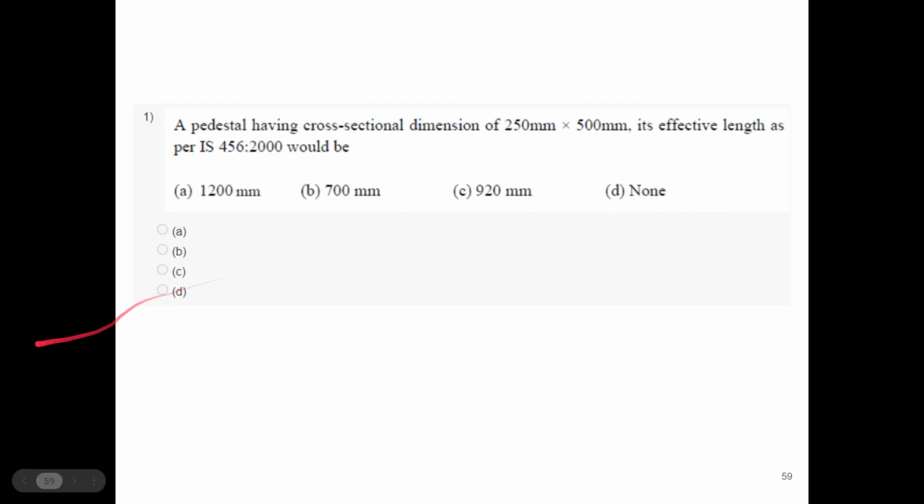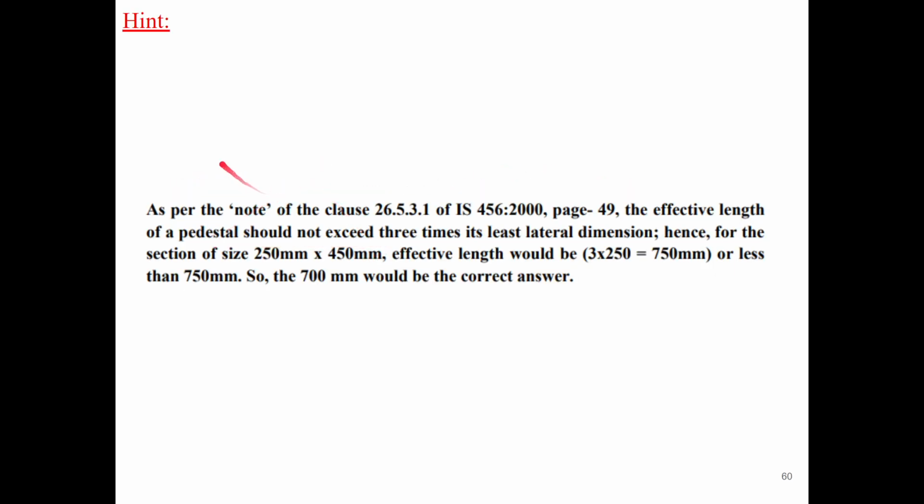So what will be the effective length for this pedestal having a cross-sectional dimension of 250 mm by 500 mm as per the IS 456 2000 code? As per clause 26.5.3.1, the effective length of a pedestal should not exceed 3 times its least lateral dimension. We also discussed this in the initial slides of this class, right? So it should not exceed 3 times its least lateral dimension.